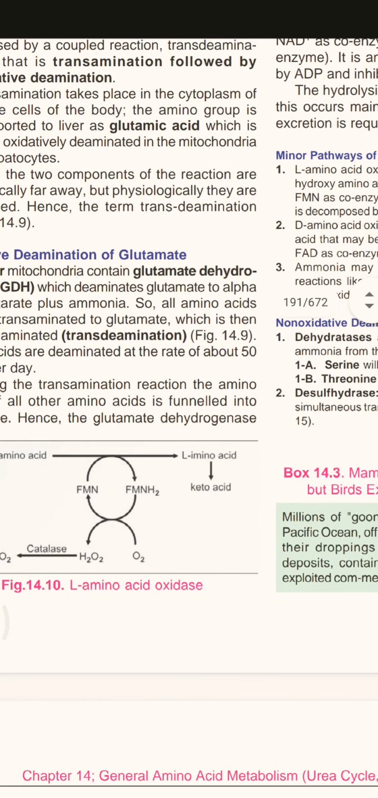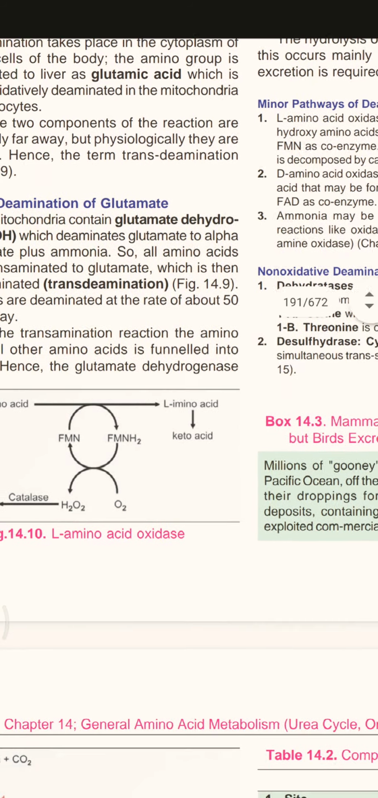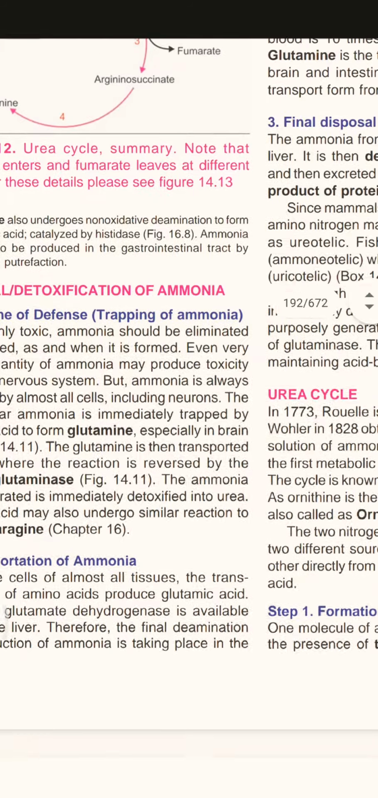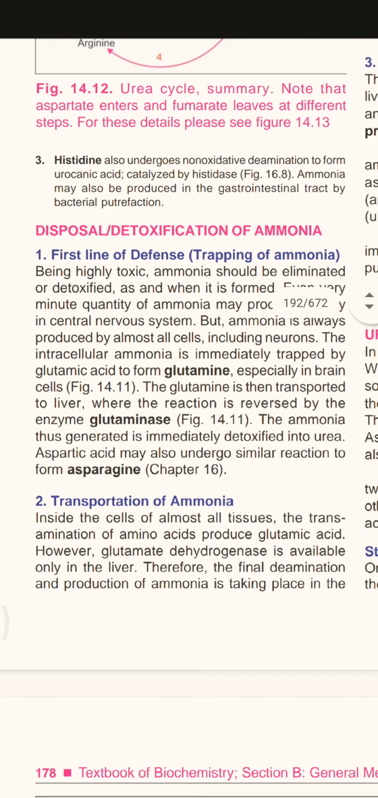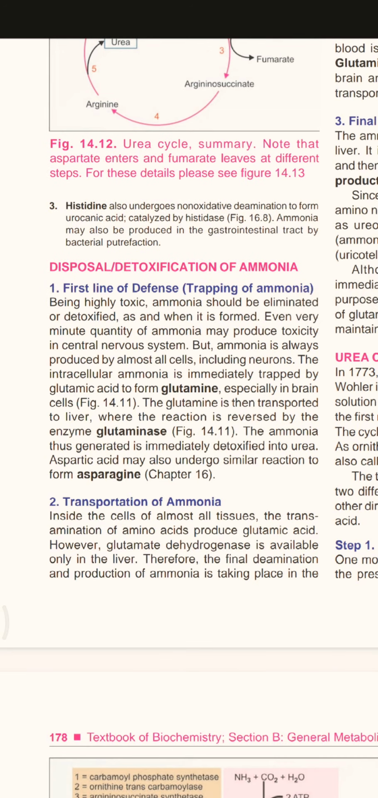Now come to the last one, that is disposal and detoxification of ammonia. We will cover this topic under three subdivisions: first line of defense, transportation of ammonia, and final disposal. As I've already told you at the start, being highly toxic, ammonia should be detoxified when it is formed. It is necessary because it is very harmful for our central nervous system.